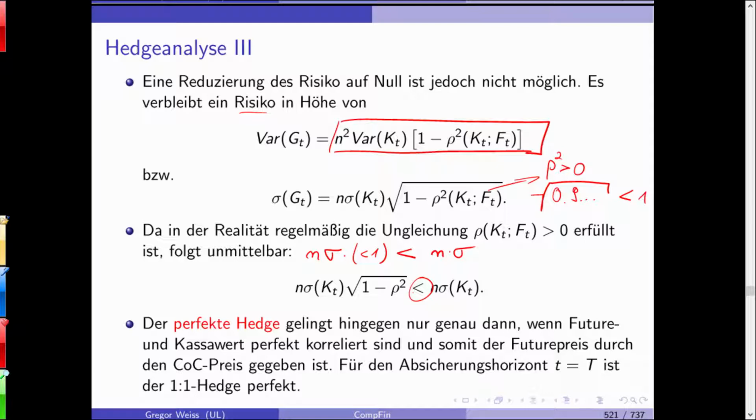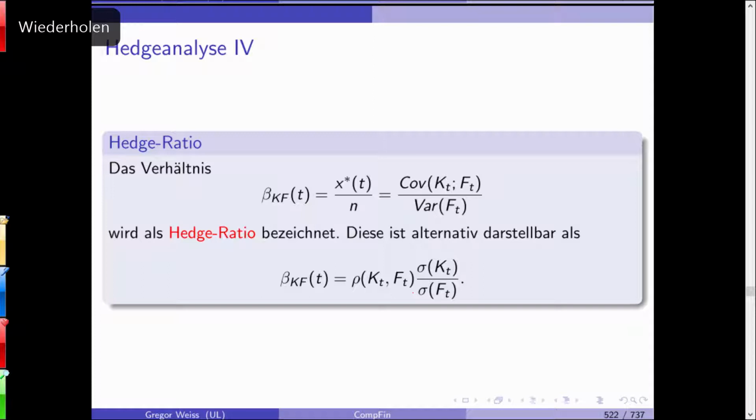Now, the perfect hedge, a risk reduction to 0, is only possible if the future and the spot price are perfectly positively correlated, and if the future price is then given by the cost of carry price. And if you also select the maturity of the future as your investment horizon, then you can get a perfect hedge. Then every euro you make with the underlying will be lost on the future and the other way around, but not in a different setting.